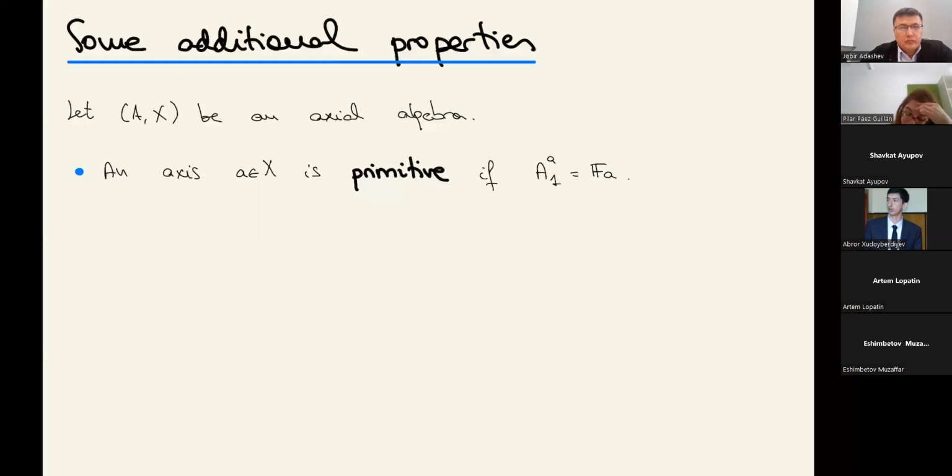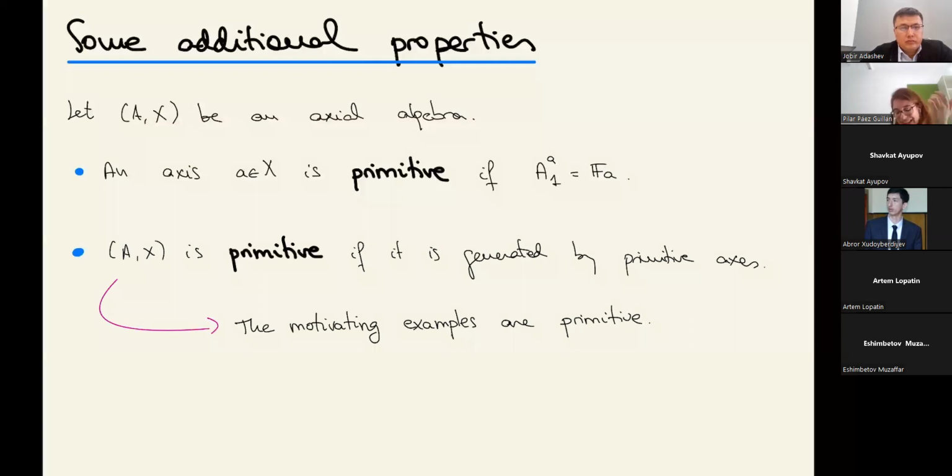And if in my set X of fixed axes, all these generating axes are primitive, we say that the axial algebra is primitive. Many authors only consider primitive axial algebras because all the motivating or interesting examples are primitive. So at some point they just decide to drop this condition and assume that it's part of the definition. But in our work we didn't assume this, so we distinguish between the primitive algebras and the non-primitive algebras.